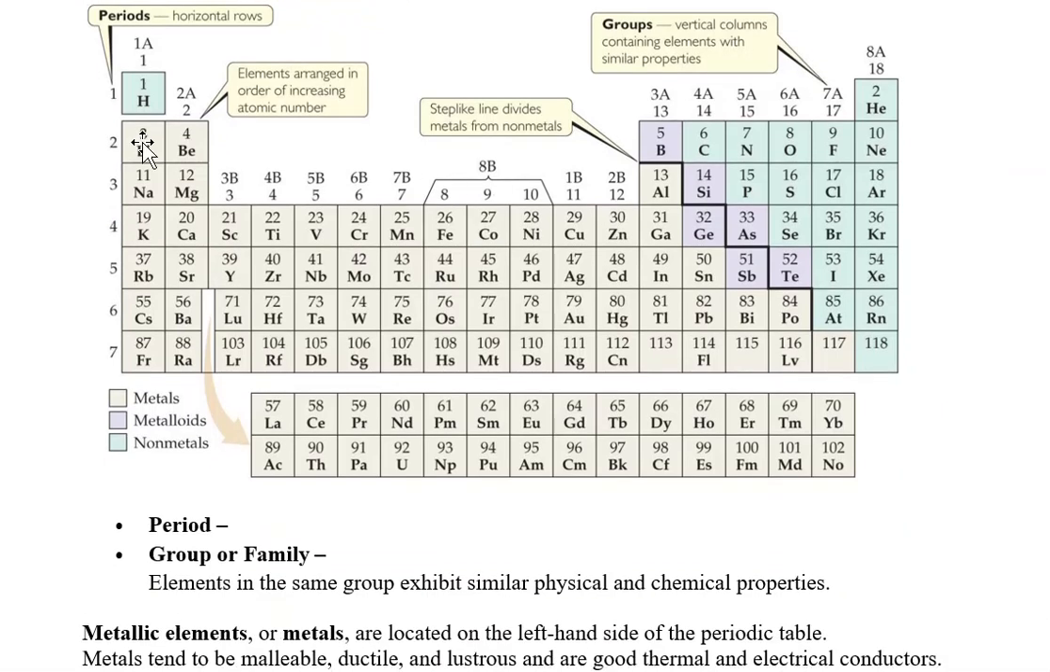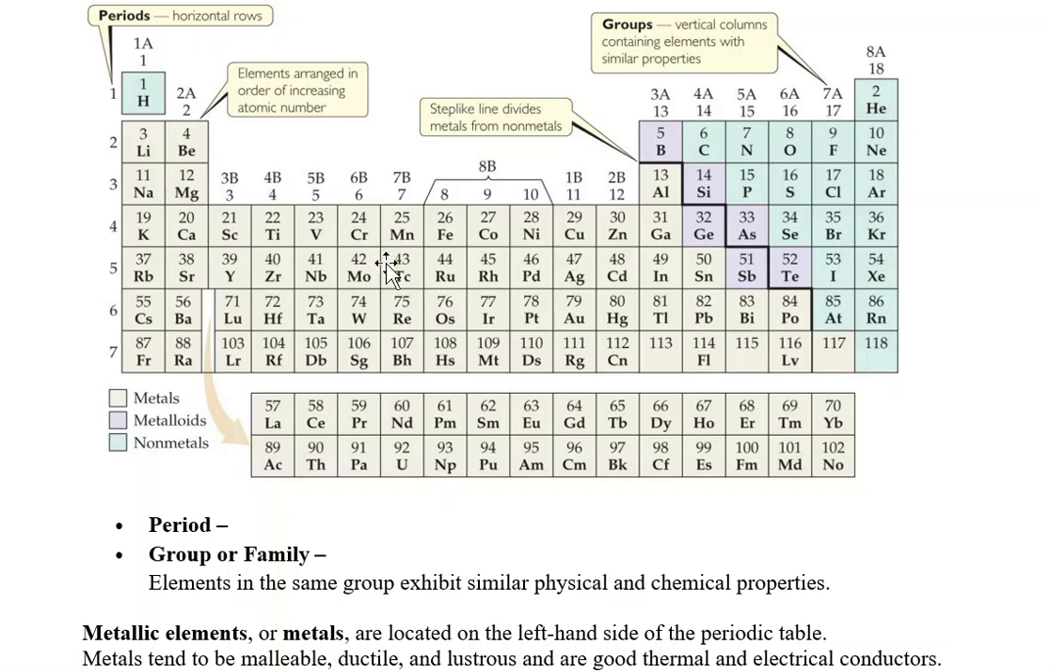Periods are the groups of compounds in the same row. Groups or families are ones that are often in the same column or similar columns, and they exhibit similar physical and chemical properties. For example, these elements on the far, far right, we call them the halogens. And what makes them similar to each other is they're not very reactive with other elements. These guys here we call the halides, and they are very reactive with other elements.